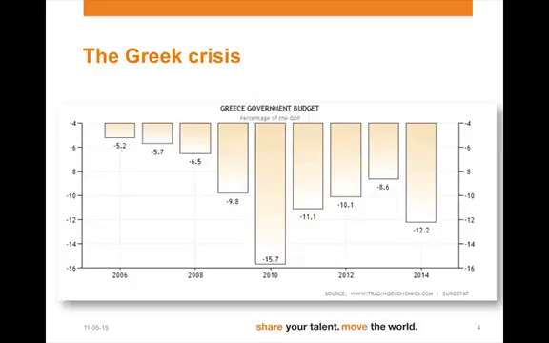On your screen you see the Greek government budget. The budget is the difference between a government's income and government's expenditure. As you can see, for the last 10 years, the Greek government has been spending more than it has received. Consequently, the Greeks have been building up a huge debt. This has been one of the main issues concerning the Greek crisis.